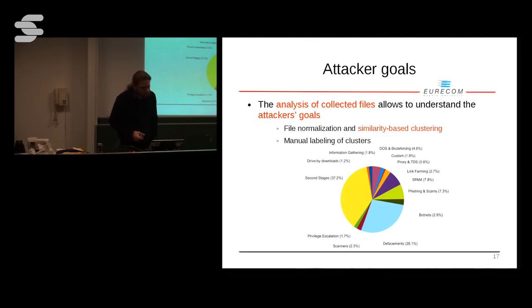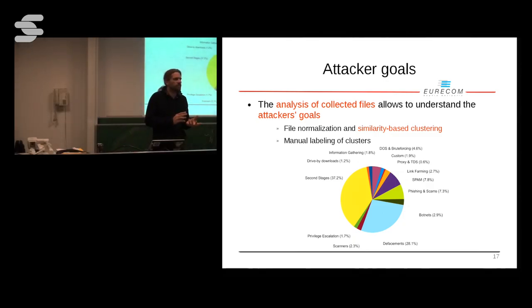So we tried to make some clustering of the files we collected, right? We collected a lot of files there. I don't have the number in mind. But then we did some correlation using the fuzzy hashes. So a fuzzy hash, who knows what's a fuzzy hash?